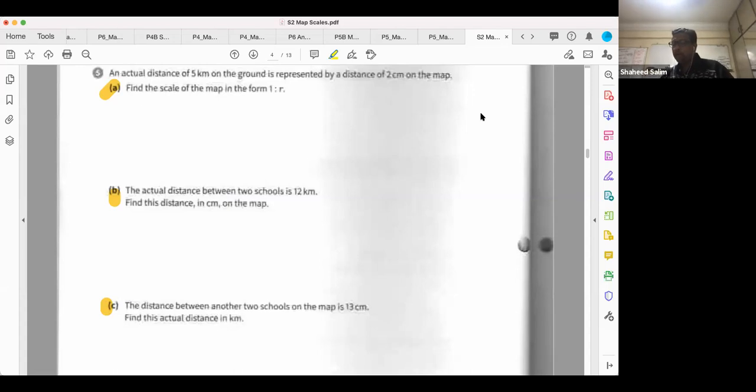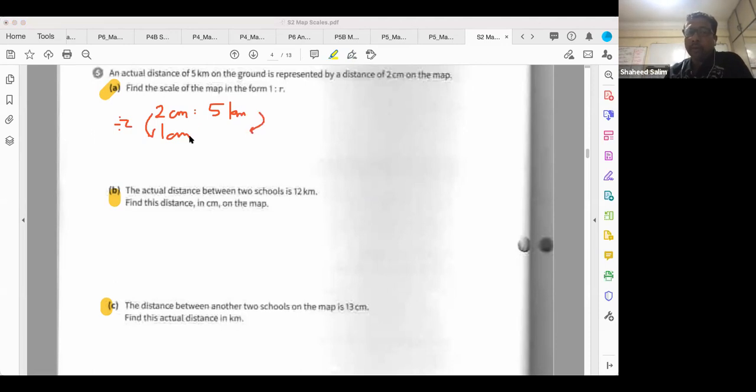Okay, your time is almost up. How to do this? Very simple. First, you write the ratio that you know. They tell you 2 cm represents how much? 5 km. Then you can do what Shafi'i did. Change it to 1 cm first. How to change to 1? You divide by 2. Then also divide the 5 by 2 down here, right? So you get 2.5 km.